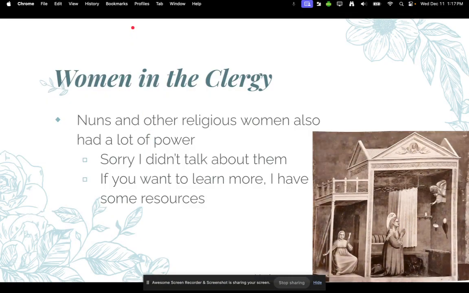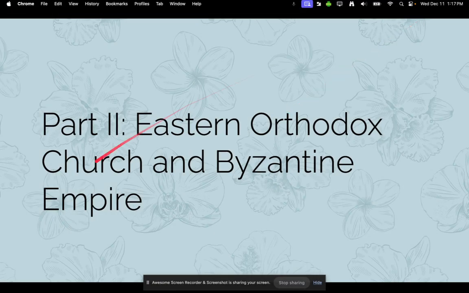So women could also kind of find power in the clergy. So nuns and other religious women also had a lot of power. I didn't talk very much about them. If you want any resources, you can let me know.